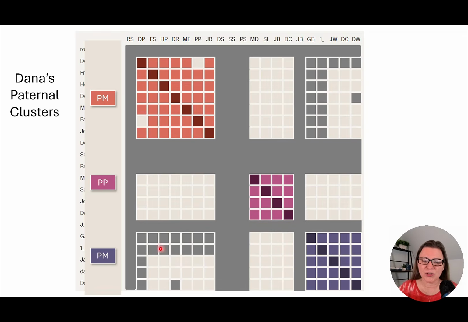But then we have this little group here that's a little bit different. Now, first, this single cell here, that's kind of an outlier. This is a DA something, and this is a DR, 2 different people. And they are connected in some way that has nothing to do with me. It's some other part of their tree.